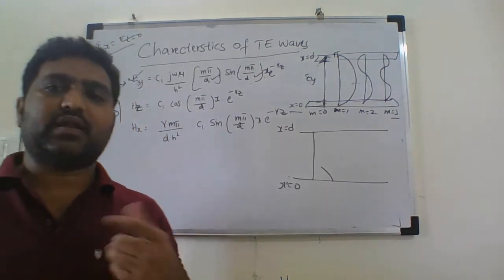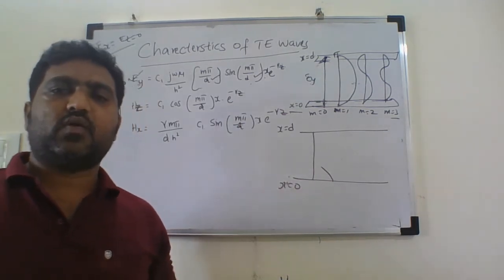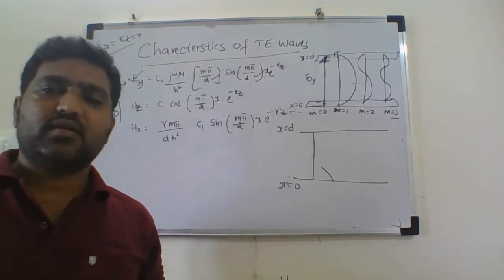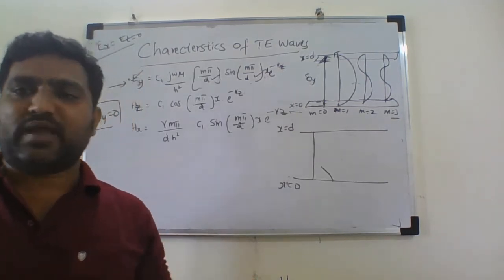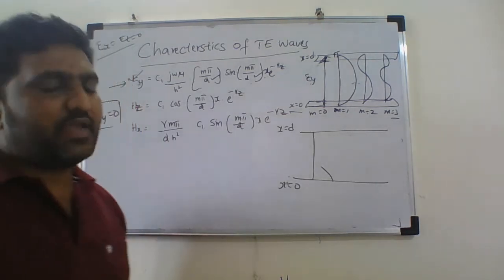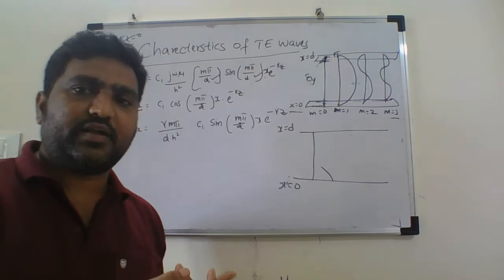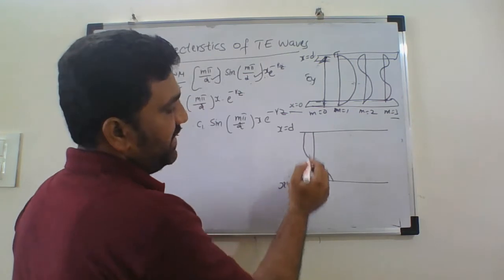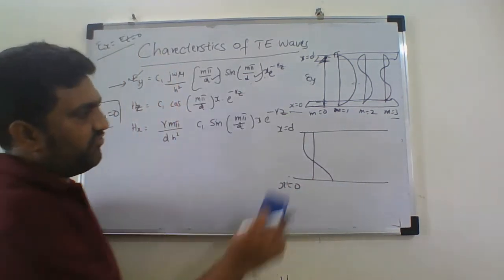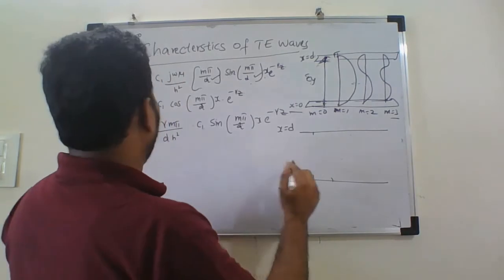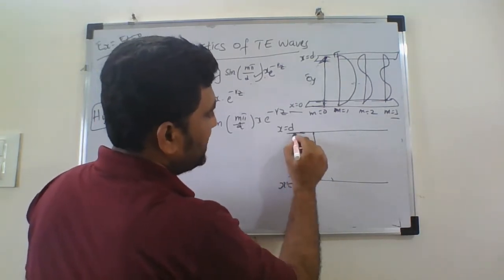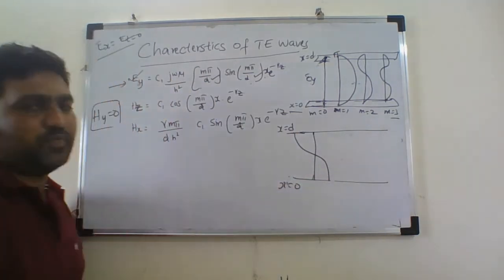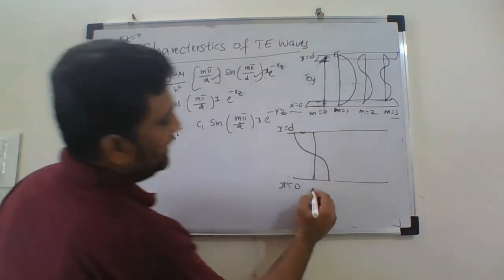If m equal to 1, it represents cos pi, which is minus 1. 2 pi gives 1. Then 3 pi gives minus 1. So again there will be a maximum value of opposite polarity. Therefore, the variation of Hz is a cosine variation inside the waveguide. So it is maximum here, and it is opposite here. So it is representing a cosine variation.